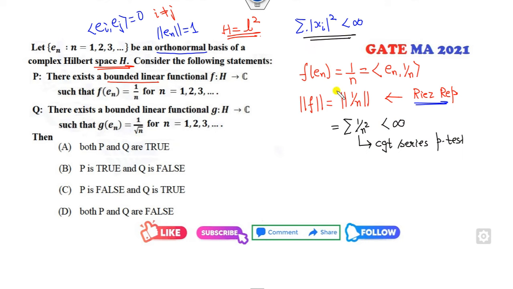So it satisfies this, it means it is bounded and it's linear. So it's bounded, yes. Linear, clearly it's linear because it's 1 by n.